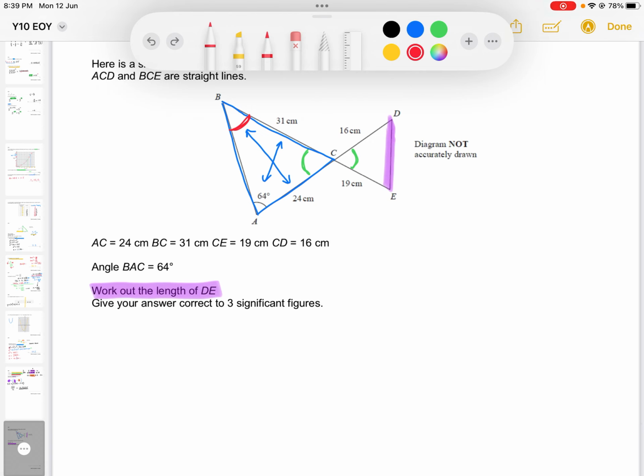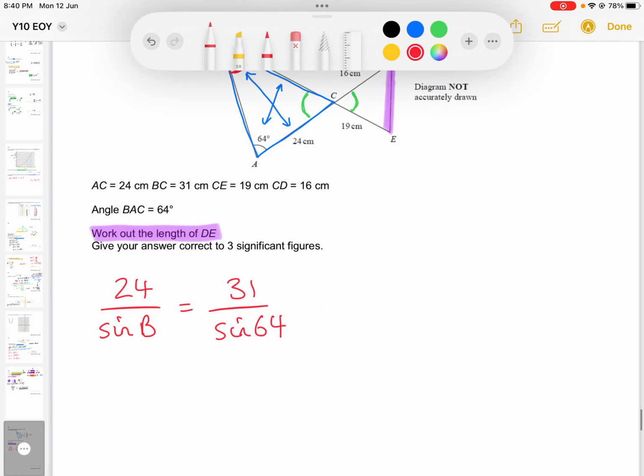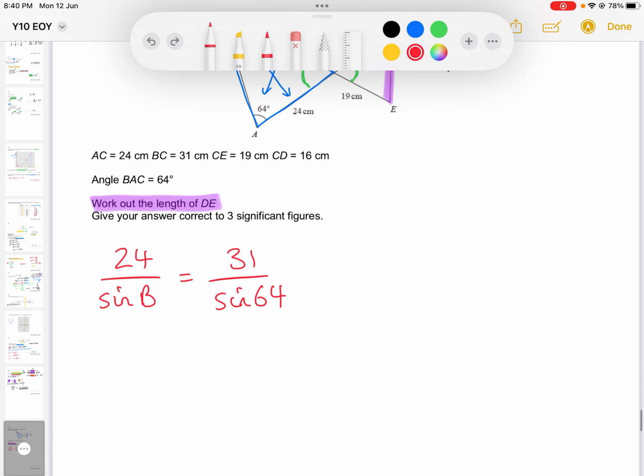So, sine rule: we have 24 over sine of B equals 31 over sine of 64. Because we're finding an angle, I could also flip both of these formulas upside down and use it that way. Let's just say you have done it this way.